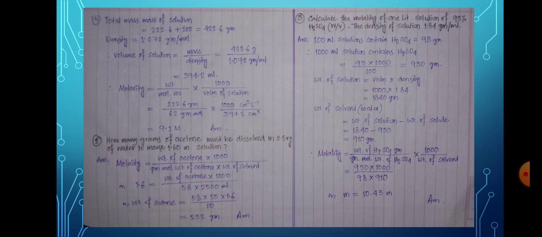So molality equals, after substituting the values related to weight of sulfuric acid, gram molecular weight of sulfuric acid and weight of the solvent, 10.43 molal.